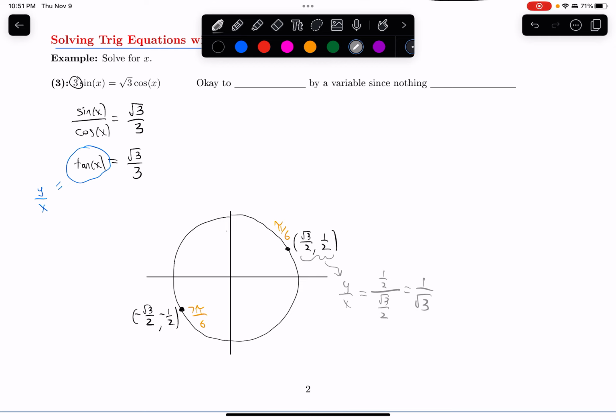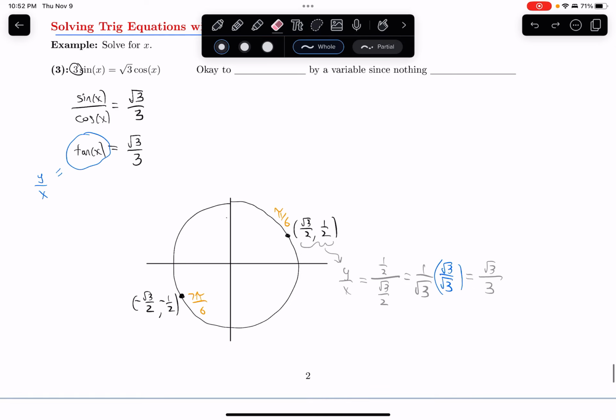You might be looking at that and thinking, wait, that looks different from root 3 over 3. But if we rationalize the denominator, as we typically do with the unit circle, I would multiply the top and the bottom by root 3 over root 3. And that gives me root 3 over 3. So that is, in fact, the same as what I have in my equation. If I did the same thing for the coordinates here, I'd get the same thing. The negatives will cancel out, and I'll get root 3 over 3. So these points are the ones I'm looking for. For my answer, I'm ready to say what my angle x is.